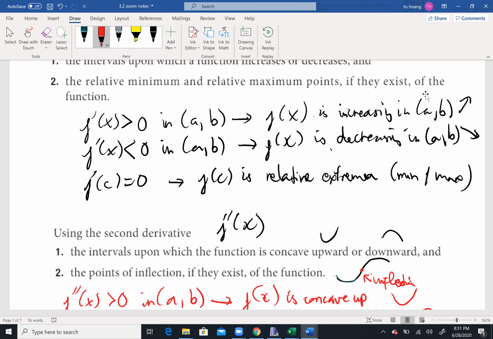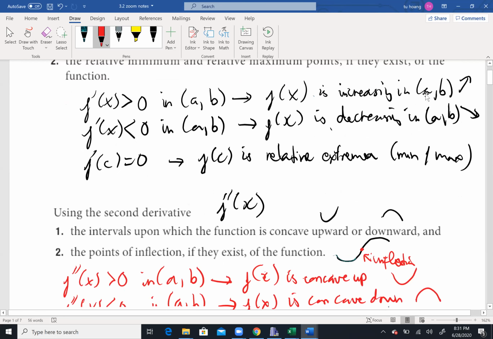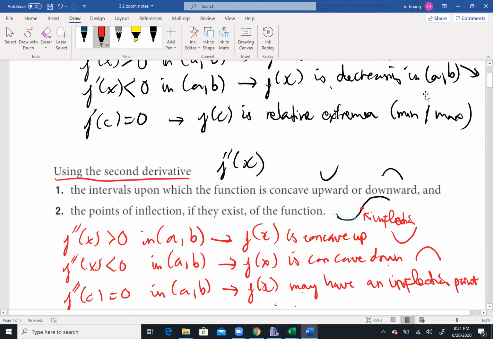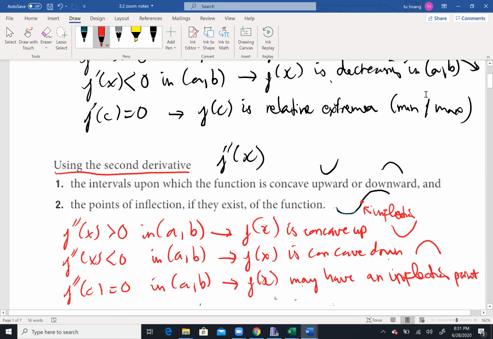So today in this section 3.2, we're going to try to use the second derivative to determine what happened with the behavior of f of x. So in here, we're going to have f second derivative, or f double prime of x. The first thing you're going to have are the intervals upon which the function is concave upward or downward, and the points of inflection of the function.